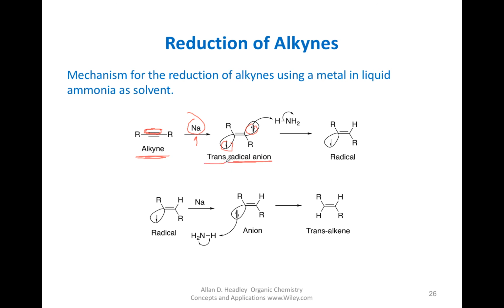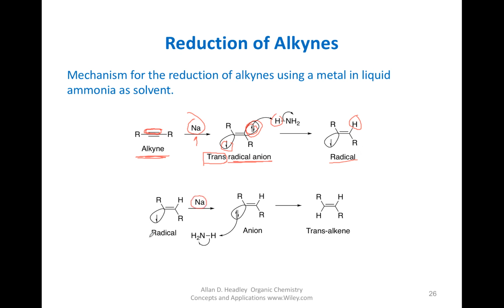The key here, however, is that it's trans. Because, of course, as you know, electrons are negative, so they want to get as far away as possible from each other. So this is a trans arrangement. This anion here will react with the solvent to put on this proton here, so we have a radical.